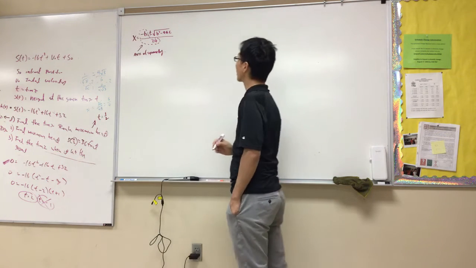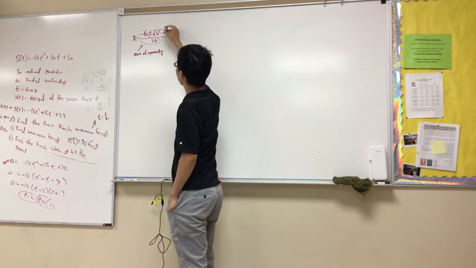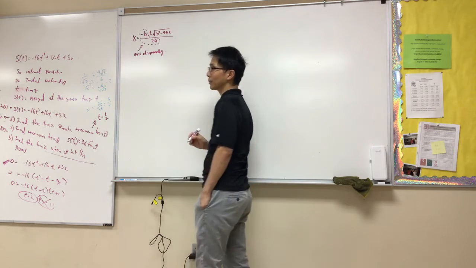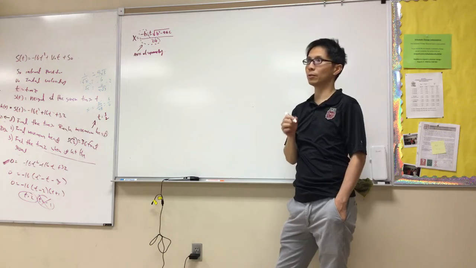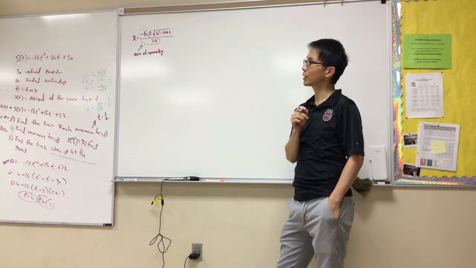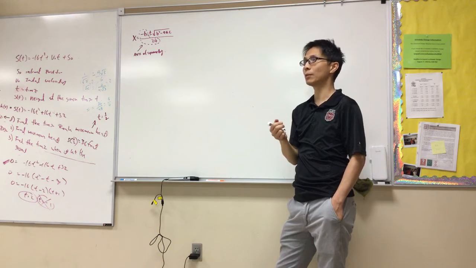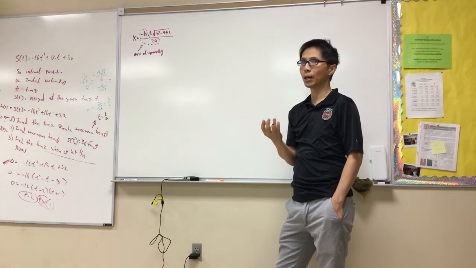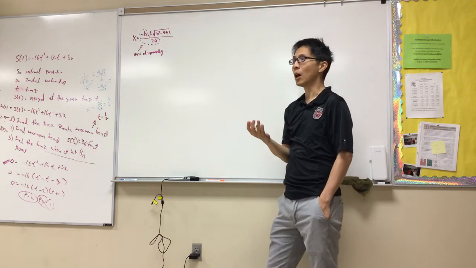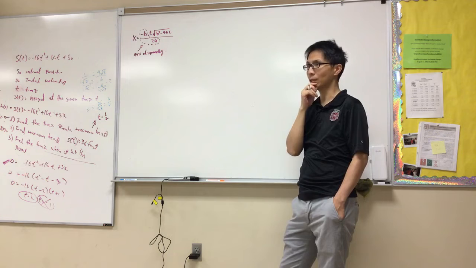Okay, axial symmetry. Now, this part, what does b squared minus 4ac give me? B squared minus 4ac is called the discriminant. The discriminant is going to give me information about a parabola, that is, how many x-intercepts the parabola has, okay?